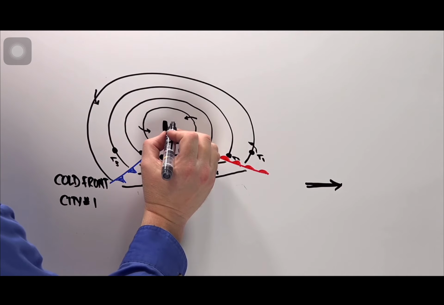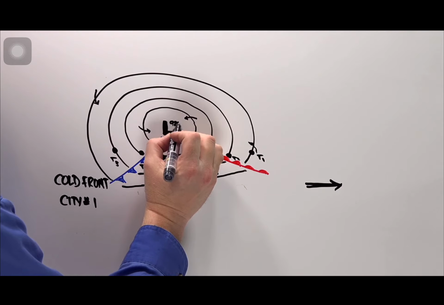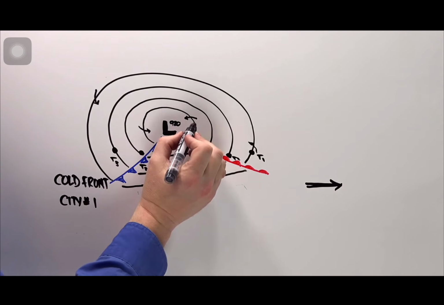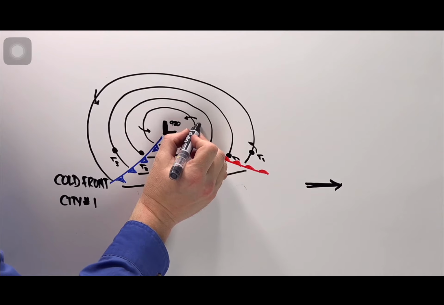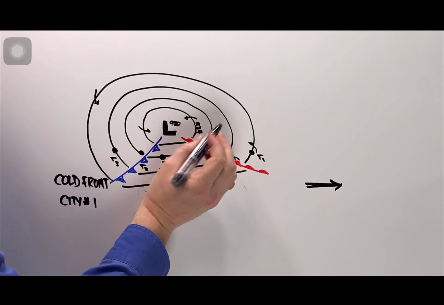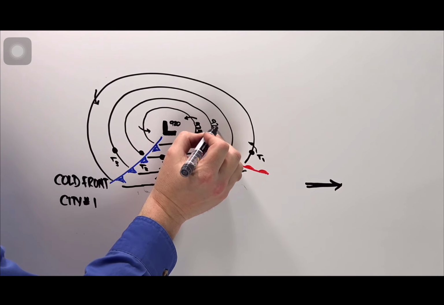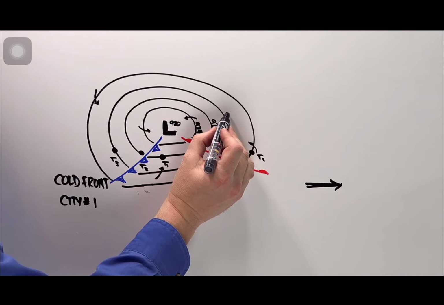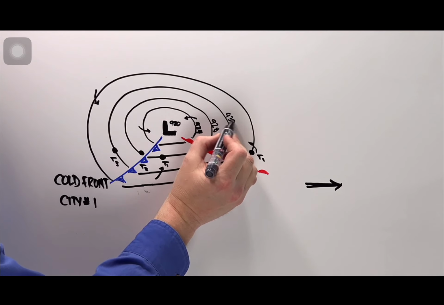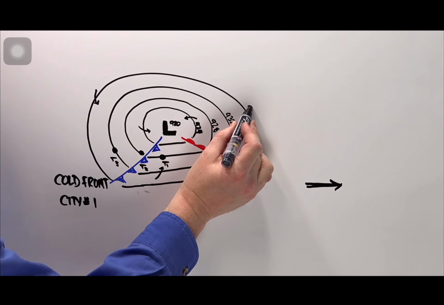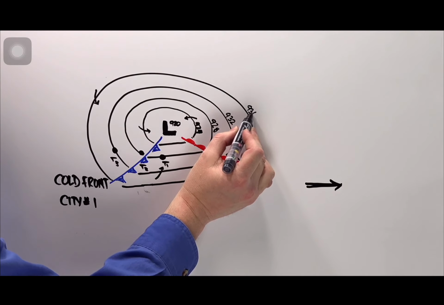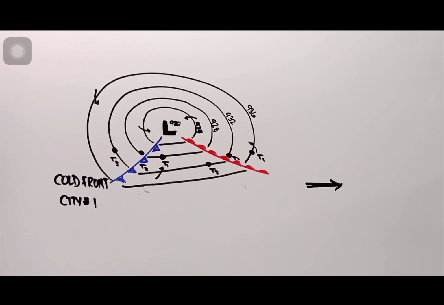Our low, we'll say maybe it has a central pressure of 920, just so that I can keep the math simple. So these isobars are going to be 924. This one's going to be 928. This one's going to be 932. This one here is going to be 936, because 4 millibar intervals, right?